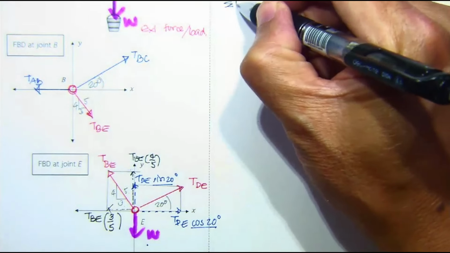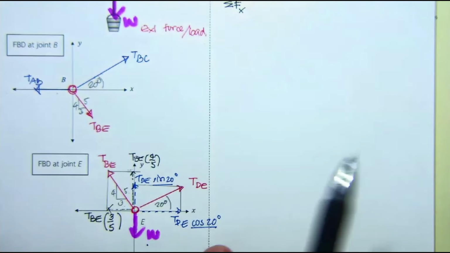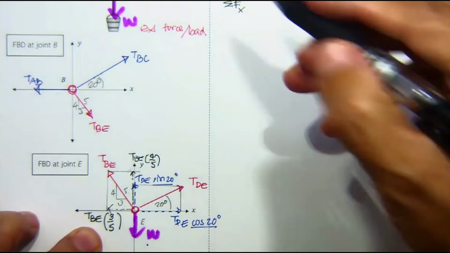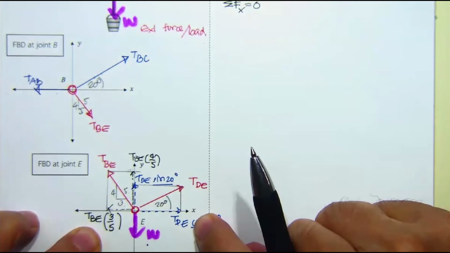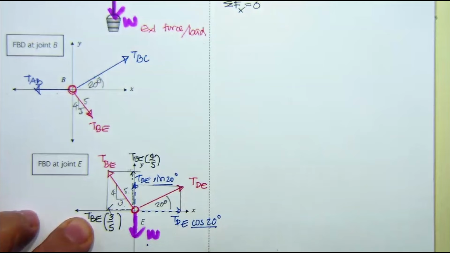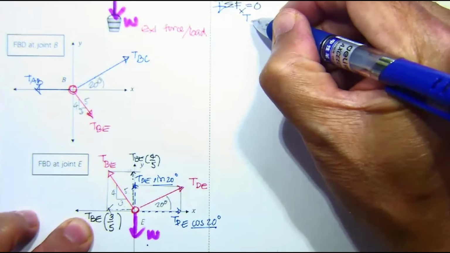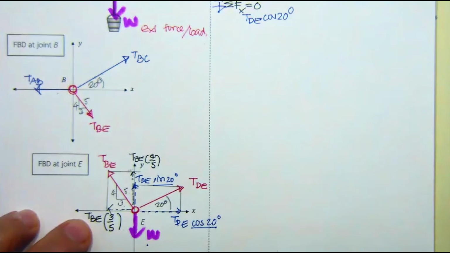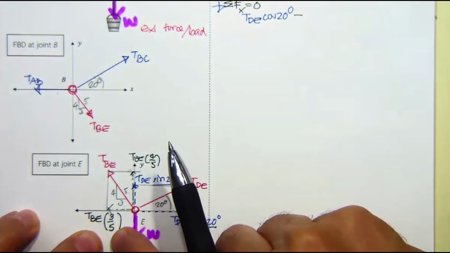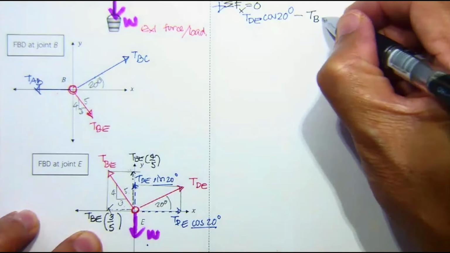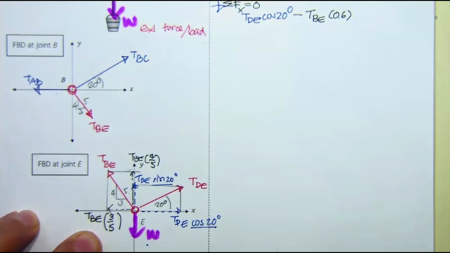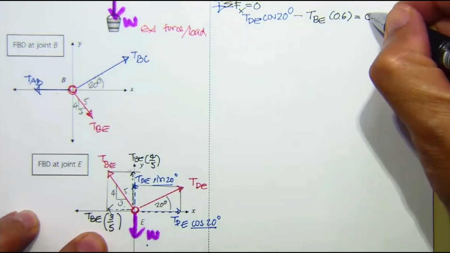Summation of F sub x. There are two forces in the x direction. So just put the first equation as summation of F sub x. Okay, and then T sub DE cosine theta, put this one in positive, T sub DE cosine 20 degree. And opposite to it, minus T sub BE times 3 over 5. If you don't like 3 over 5, you can change it to 0.6. The same thing. And then this is going to be 0.